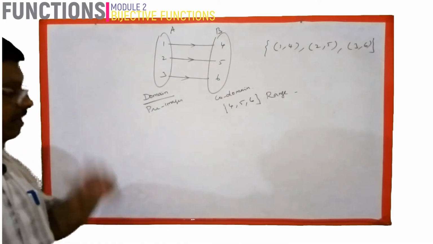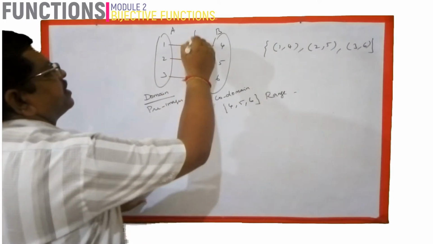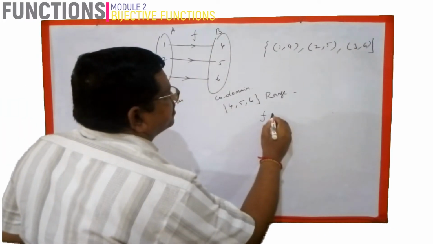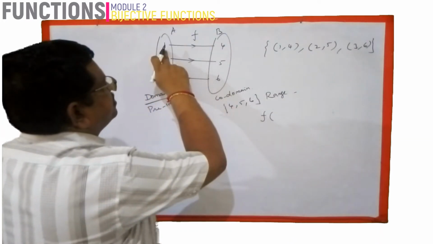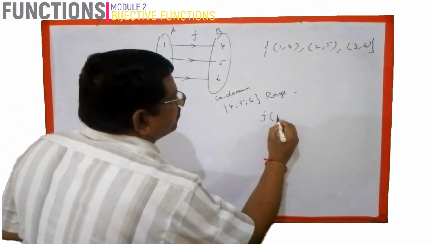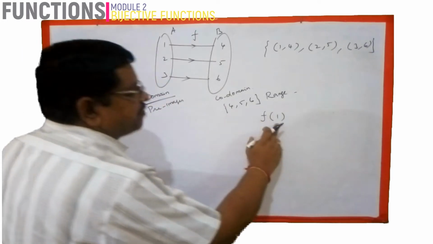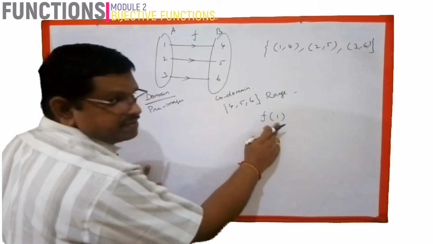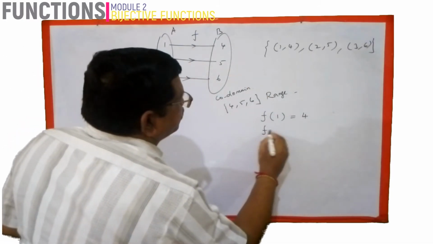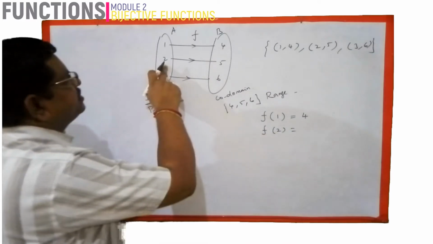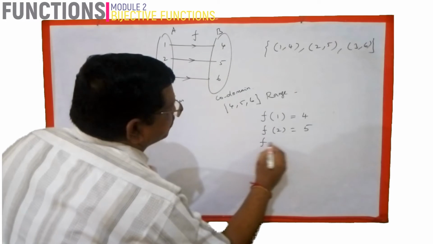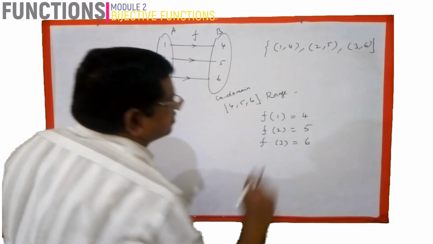And what other thing we have noted is, here we have the relation f. The element 1 is the pre-image and element 4 is the image. So we write f of 1. Here the meaning of f of 1 is the image of 1. What is the image of 1? That is 4. Take f of 2, the image of 2, that is nothing but 5. The image of 3, that is f of 3, is equal to 6.